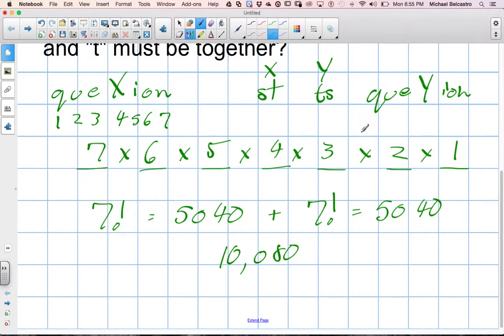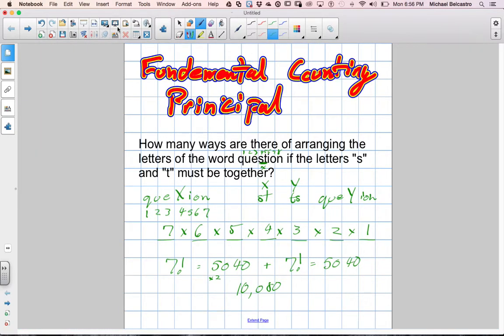if the S and the T have to be together. And really, we didn't have to do it twice. We could have just taken this number and multiplied by 2 because you either have ST or you have TS. Okay. Is that the idea? Yeah, that's okay.